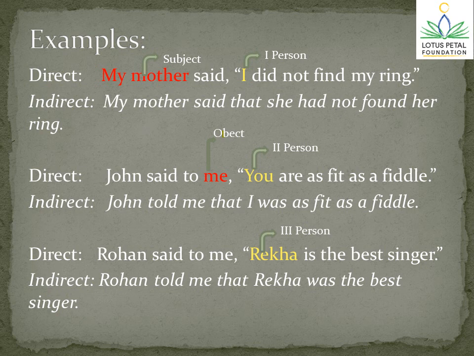Our second example is, John said to me, "You are as fit as a fiddle." Over here, the subject of our reported speech is you, which is second person, and second person changes according to the object of the reporting verb, which is me over here, and the subjective case of me is I. So our subject you will change to I. So our answer will be, John told me that I was as fit as a fiddle. Are changes to was or were.